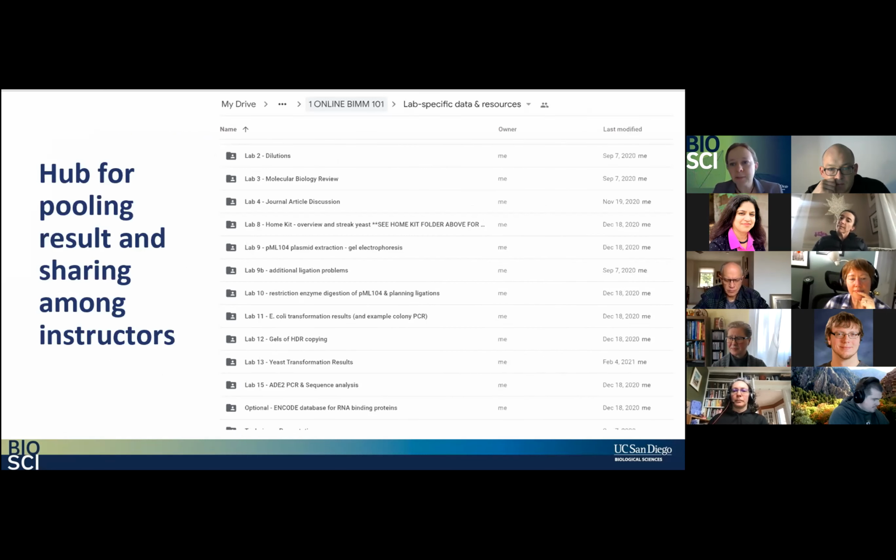So another thing that's become quite important in our lab course is deciding on a hub or a way to pool it and keep it and share it, so that quarter by quarter, as we get new instructors in the course, they can access that information, and that students can access it. We tend to use Google Drive, but I'm sure there's lots of other ideas out there, where we have a subfolder for every single lab where we have pooled data and shared resources, and we build on it over time.